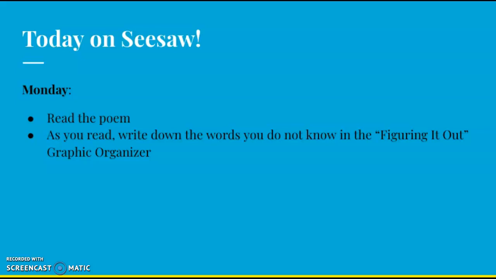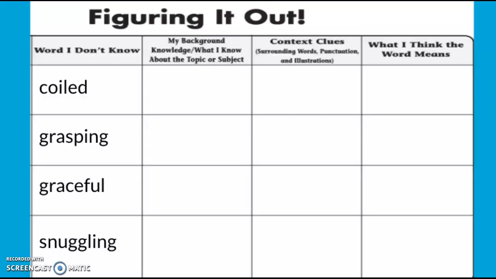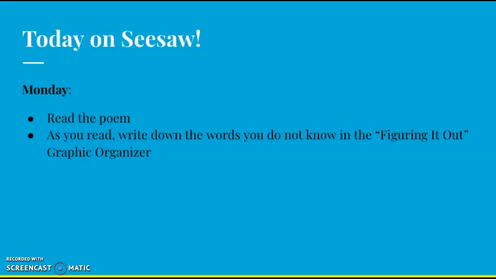Today on Seesaw, you are going to do the same activity. You are going to read a poem, and as you read, you're going to write down the words that you do not know in the Figuring It Out column of the graphic organizer. So you are just filling in your 4 words from the poem that you see in Seesaw in your Word I Do Not Know column. Let your teacher know if you have any questions.